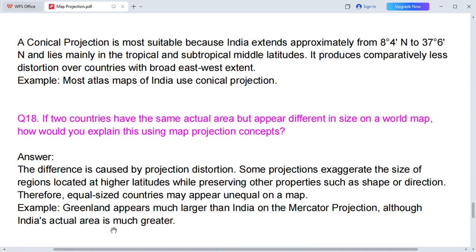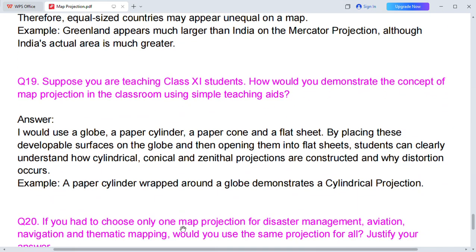For example, Greenland appears much larger than India on the Mercator projection, although India's actual area is much greater. Question number 19. Suppose you are teaching class 11 students. How would you demonstrate the concept of map projection in the classroom using simple teaching aids?